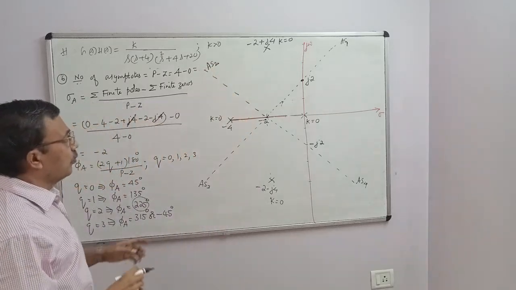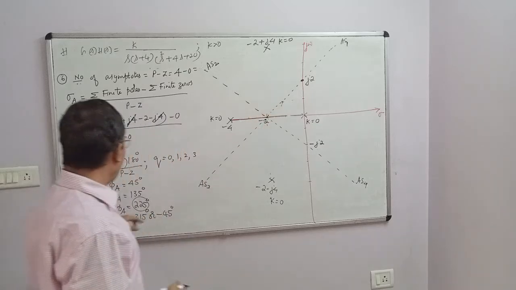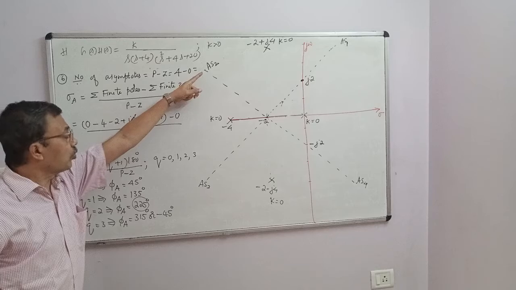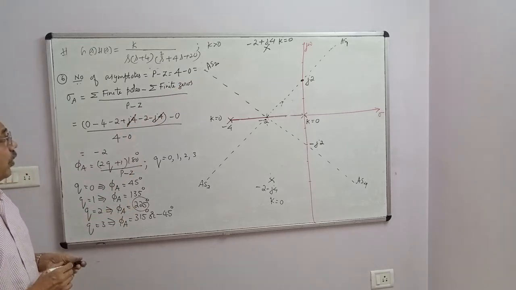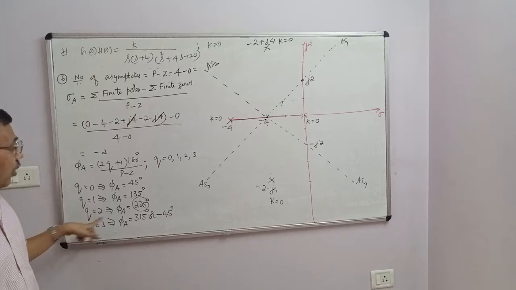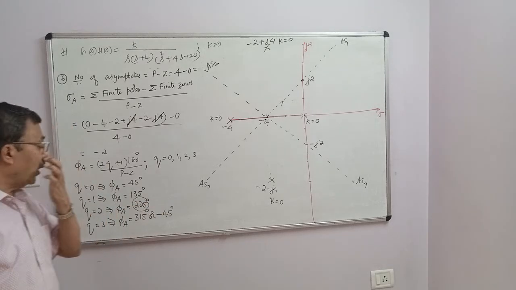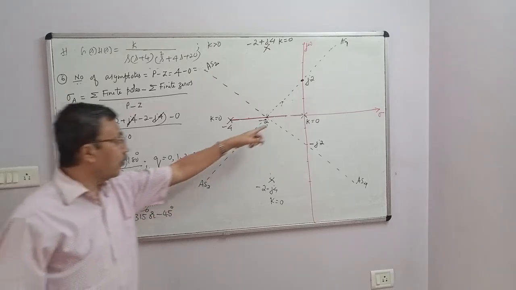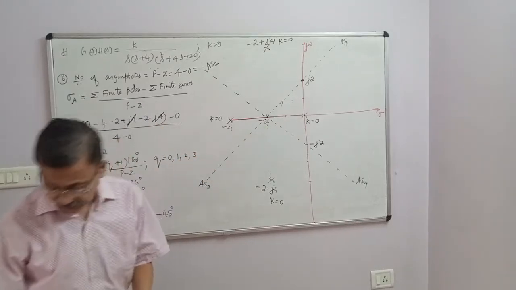So these are the 4 asymptotes. Asymptote AS1 makes an angle of 45 degrees with respect to the real axis. Asymptote number 2 makes an angle of 135 degrees with respect to the real axis. Asymptote number 3 makes an angle of 225 degrees. Asymptote number 4 makes an angle of minus 45 degrees with respect to the real axis.